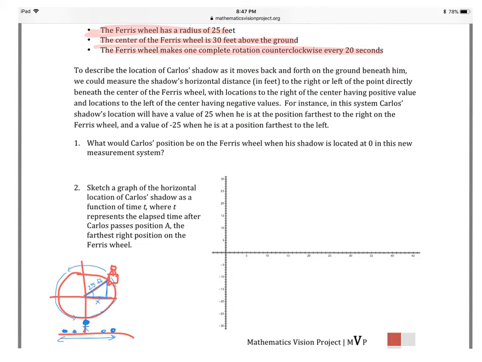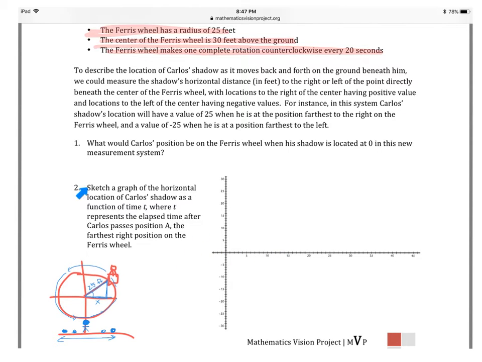Okay, so what would Carlos's position be on the Ferris wheel when his shadow is located at 0 in this new measurement system? Well, all the positive shadows are up here to the right, all the negative shadows are down here to the left. So 0, I assume, would be right here in the middle, right?